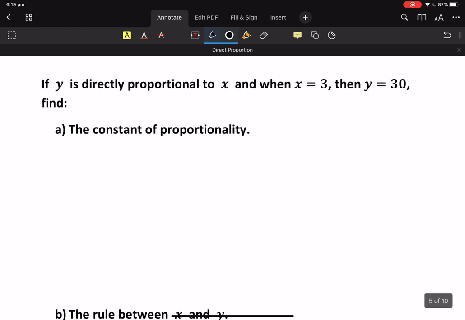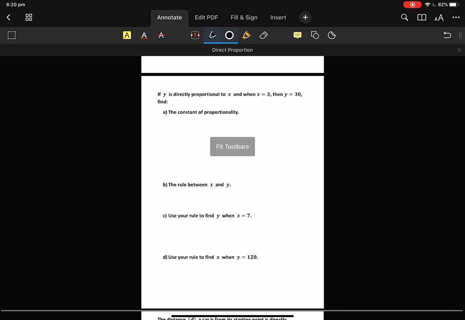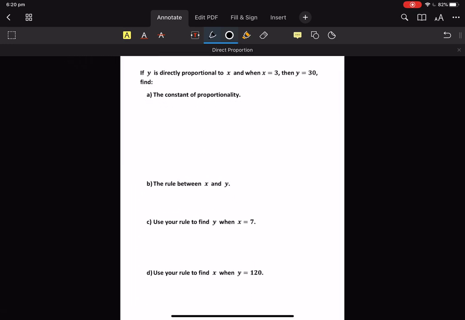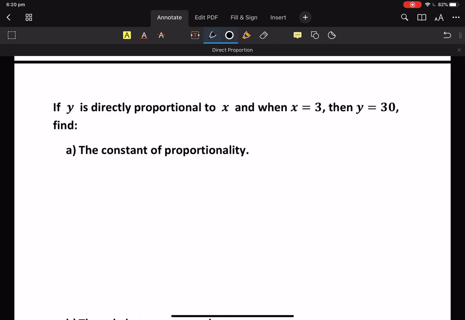Right, worded questions. If y is directly proportional to x, and when x equals 3, then y equals 30, I've got to find the constant of proportionality. In fact, there's 4 questions there that I've got to get through, but the first one is just find the constant of proportionality. So we're going to get there, but let's go.